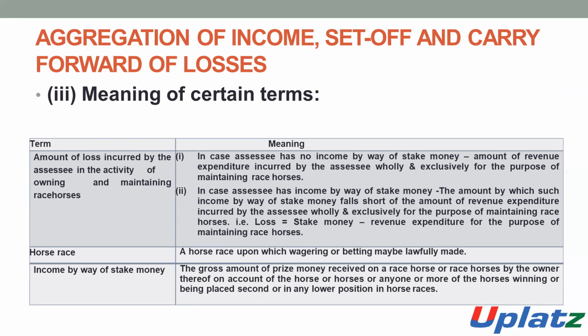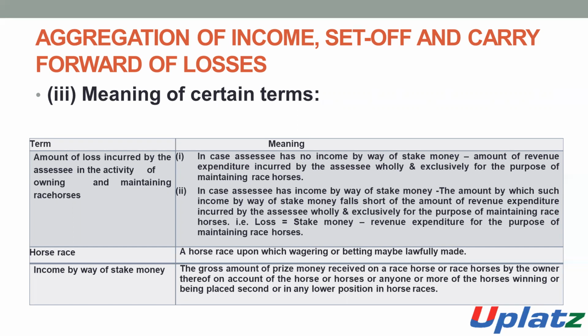So this is the meaning of the amount of loss which is incurred by the assessee in the activity of owning and maintaining the horse race. It means when there is no income but there is expenditure, or there is income but the amount of income is less than the amount of expenditure, so there will be a loss.